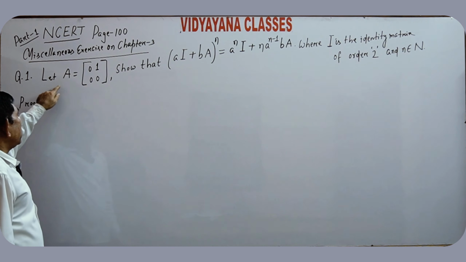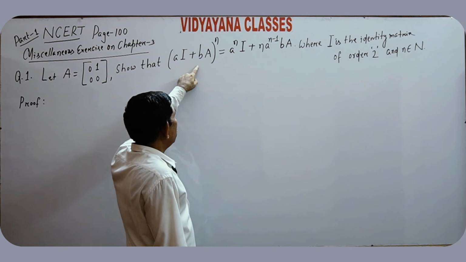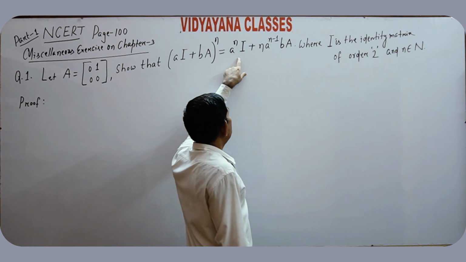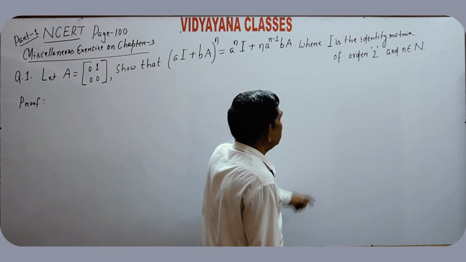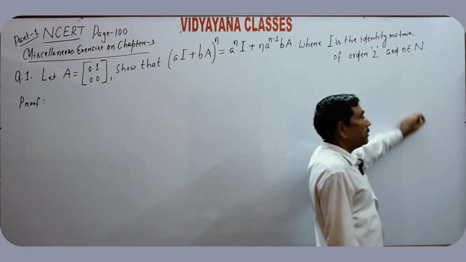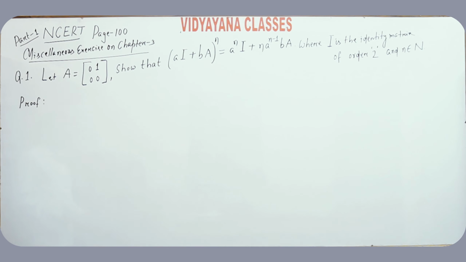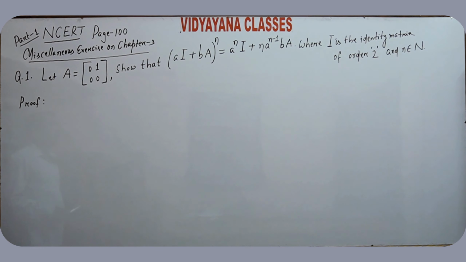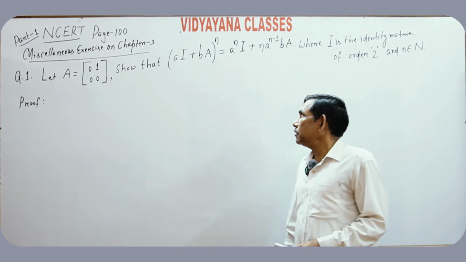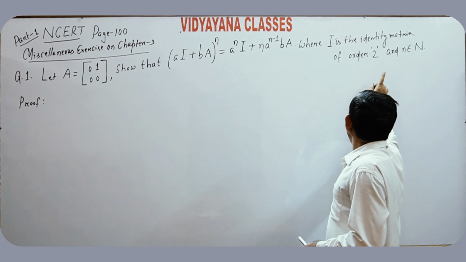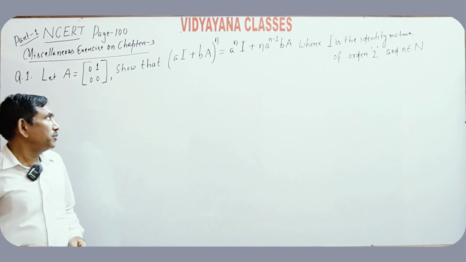Question number 1. Let capital A be a matrix having elements 0, 1, 0, 0 so that (aI plus bA) whole to the n is equal to a to the n I plus n into a to the n minus 1 bA, where I is the identity matrix of order 2 and n belongs to capital N. That means n is a natural number. Since n is a natural number, the statement can be proved by the principle of mathematical induction. For every natural number, the mathematical induction can be used.